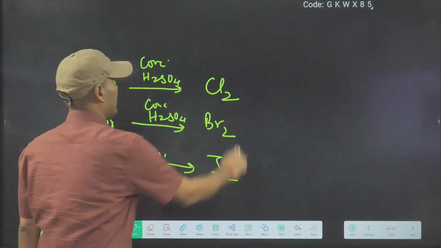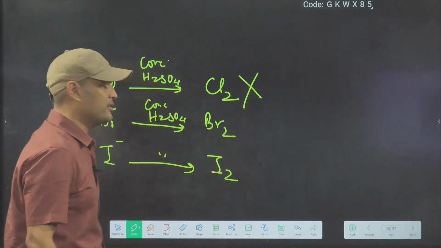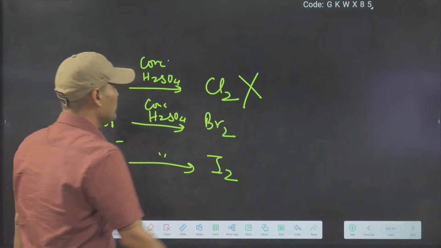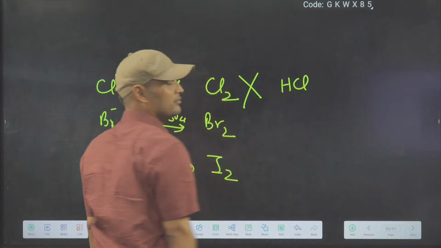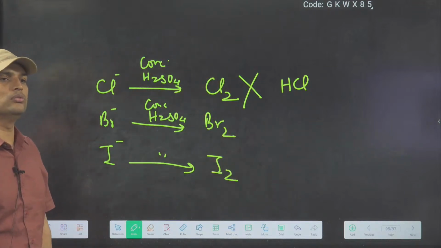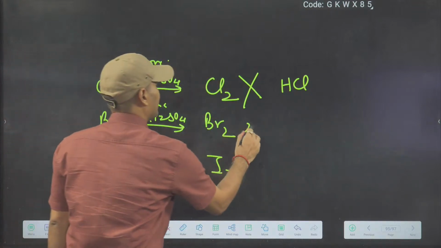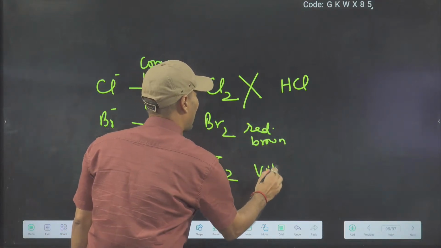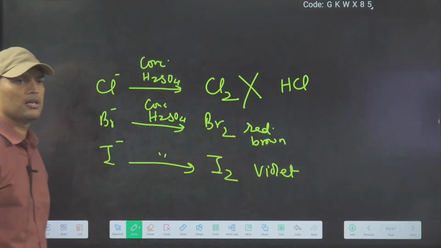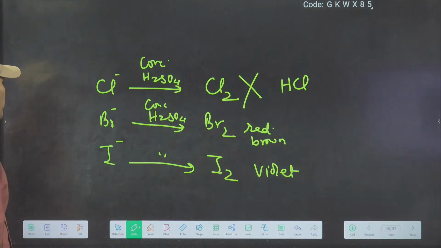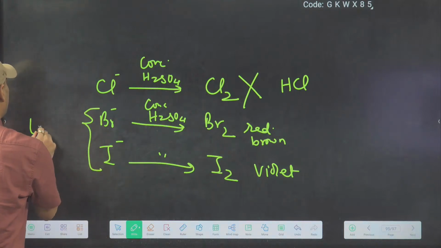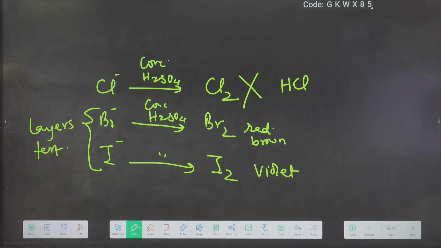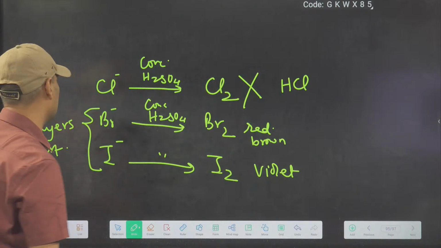You should tell very quickly, sir, this reaction is wrong. Cl minus oxidation is difficult. You will get HCl here, not Cl2. Bromine color is reddish brown, everyone knows. I2 color is violet. Br minus and I minus can be confirmed by the layer test.